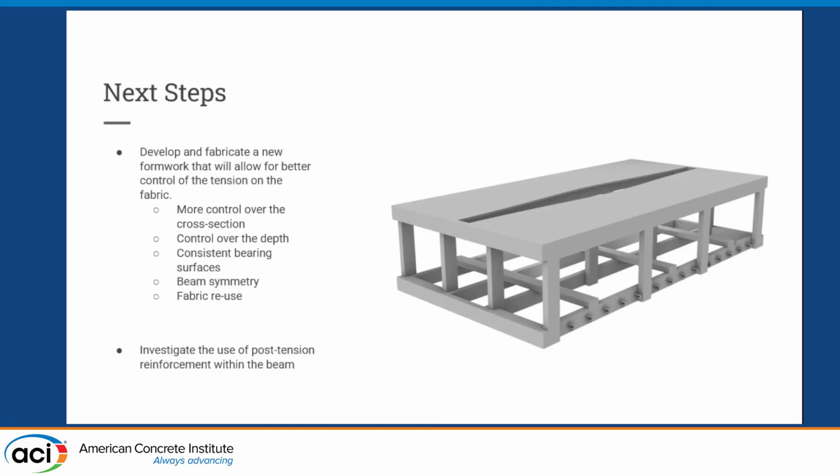For our next steps, we want to construct a new formwork that will let us have more control over the tension at each of the sections of the beam, which will give us more control over the depth and the cross-section. We'll also have a consistent bearing surface, more beam symmetry, and better reusability. Also with this formwork, we'll be able to investigate the use of post-tension reinforcement from within the beam.